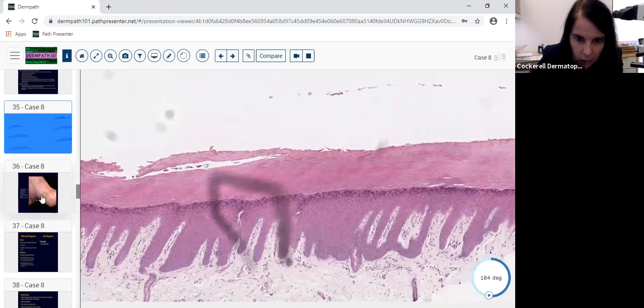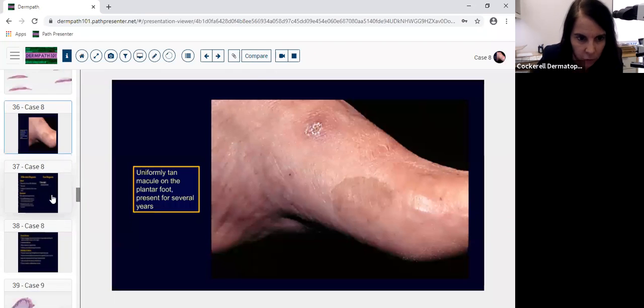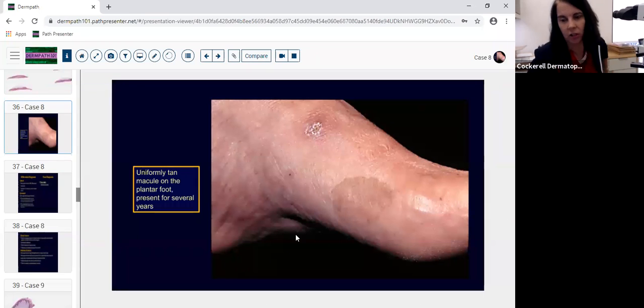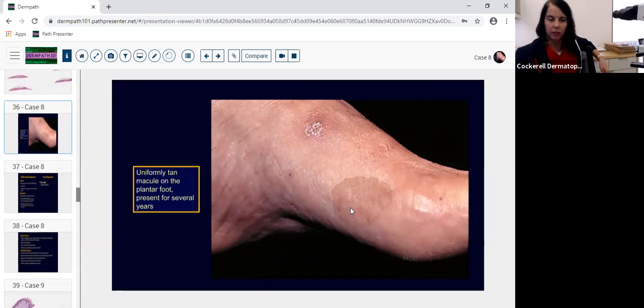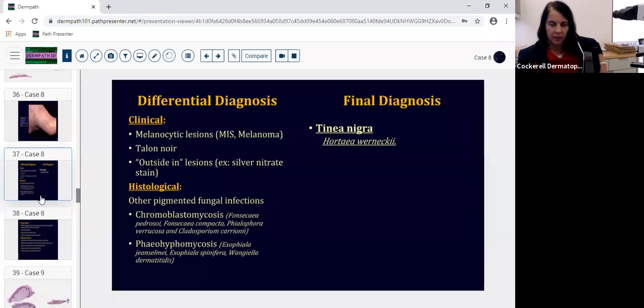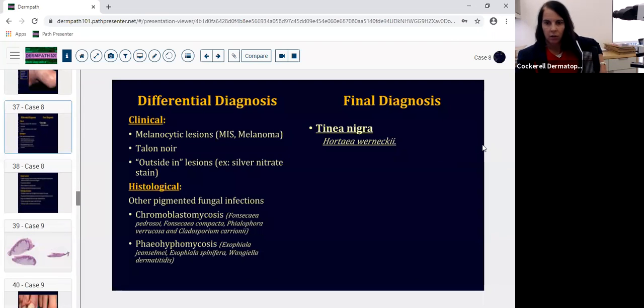So some of the things that we like to think about is obviously tinea, but this is a certain form of tinea that gives this very characteristic clinical appearance of a tan macule on the plantar foot. It was present for several years. Some people may look at this and say, wow, this looks like MIS. I need to biopsy this, and then they get back the diagnosis of tinea nigra. So that's what that was here, tinea nigra, Hortaea werneckii.